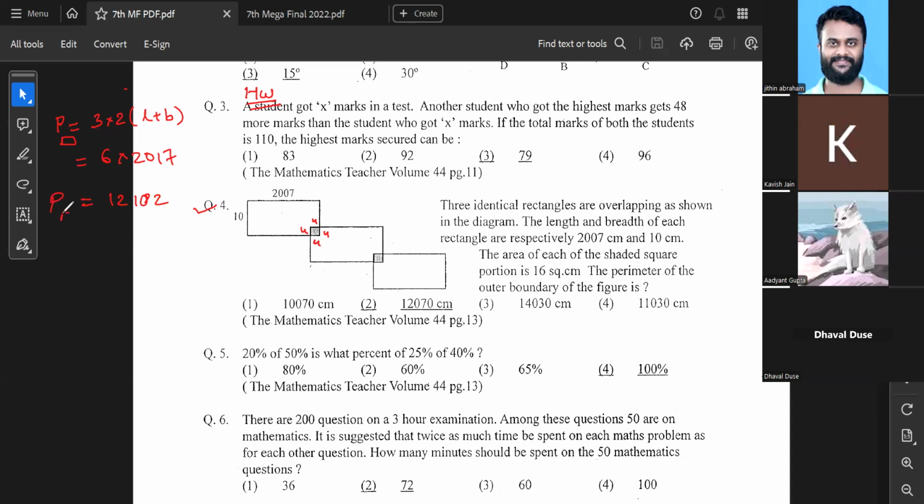So this is the perimeter of all the rectangles. Now the perimeter of the shaded portion: from this perimeter, you'll have to subtract the perimeter of the shaded portion. So the first shaded portion, the perimeter is 16. The second one is also 16. So basically, the perimeter of the shaded portion is 16 plus 16, that is 32. So whatever perimeter is visible outside is basically 12102 minus 32, which is 12070.